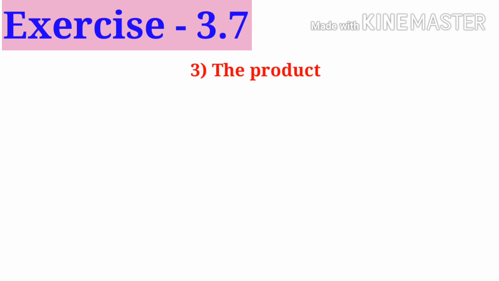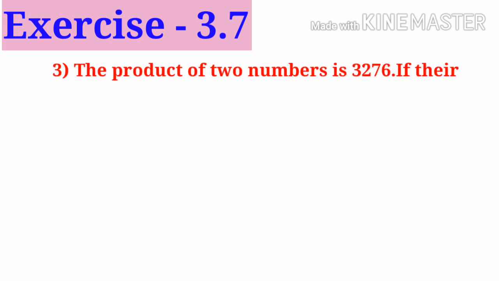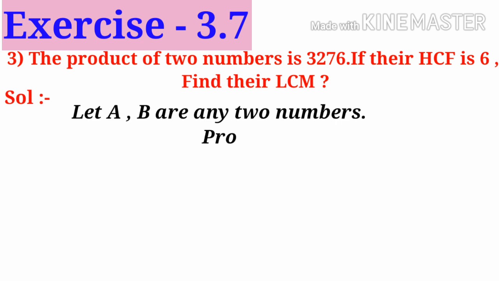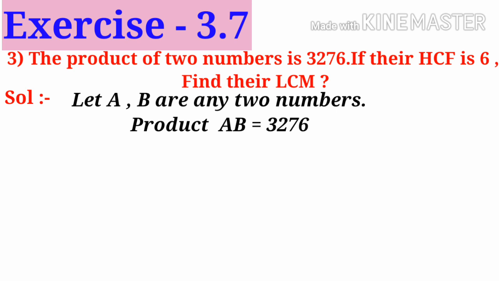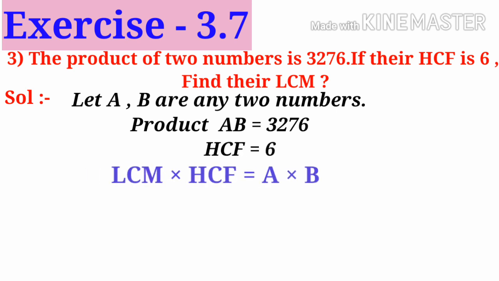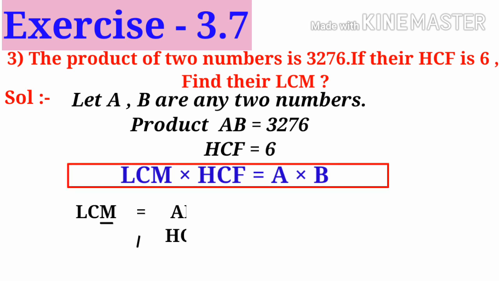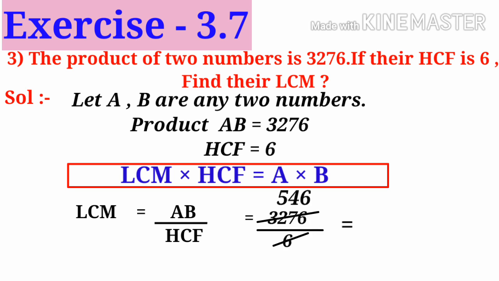Third problem. The product of two numbers is 3276. If their HCF is 6, find their LCM. Solution. Let A and B be any two numbers. Product A into B is equal to 3276. HCF is 6. We know that LCM into HCF is equal to A into B. So LCM is equal to AB by HCF. That is 3276 by 6. 6 fives are 30, 6 fours are 24, 6 sixes are 36. That is 546. So LCM is equal to 546.